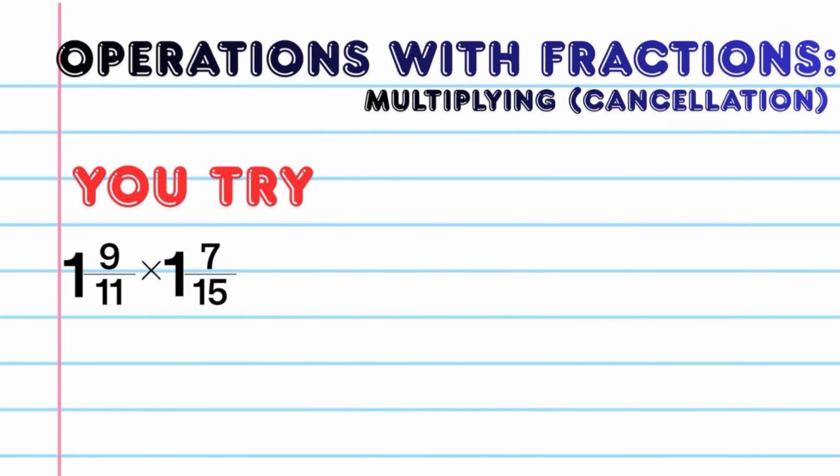All right, welcome back. So this time we have two mixed numbers that we're multiplying. But before we even multiply any mixed numbers, we have to change those to improper fractions. So we're going to multiply 1 times 11 and then add 9. We're going to multiply 1 times 15 and then add 7. All right, so 1 times 11 is 11, plus 9 is going to give me 20. So my first one is 20 over 11 times 1 times 15 is 15, and I'm going to add 7 to 15, and that gives me 22. So I have 22 over 15.